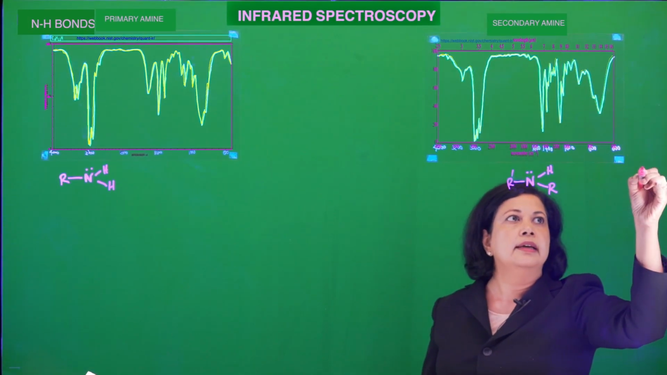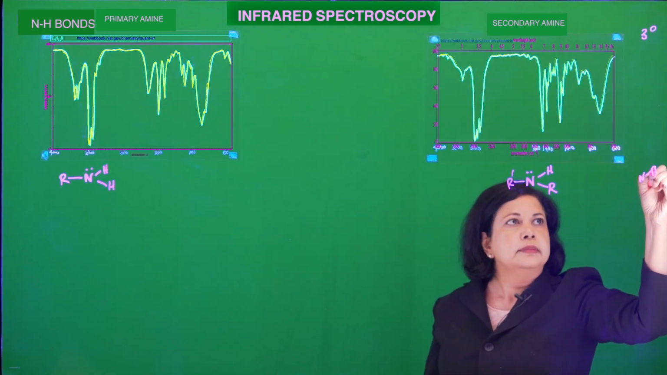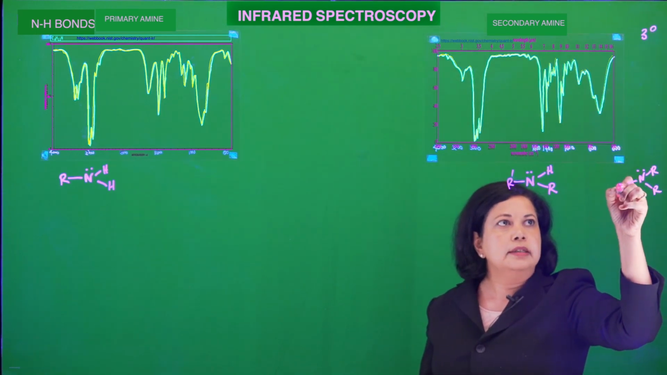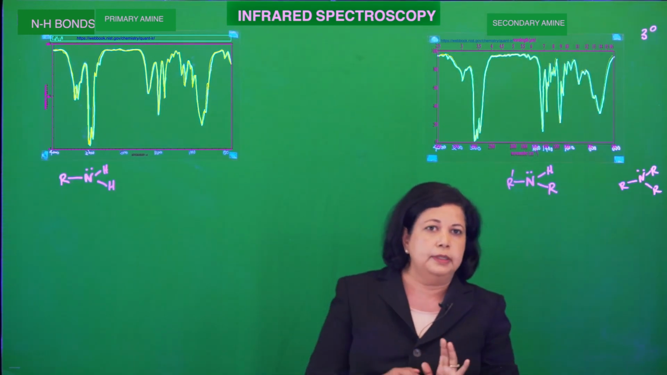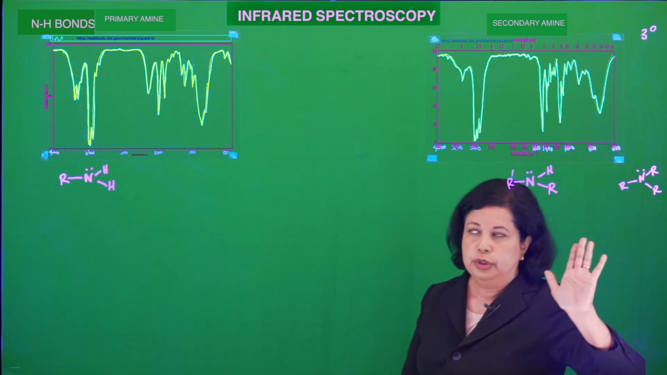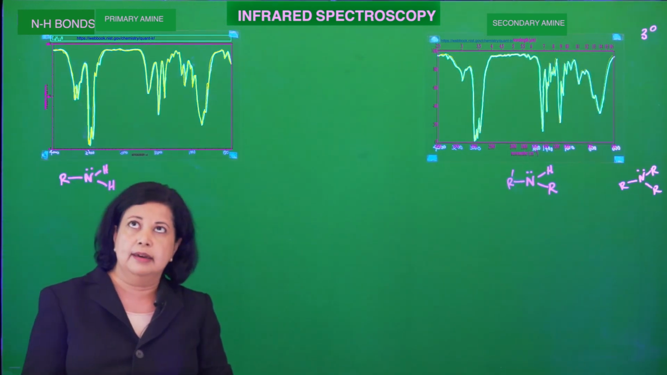Tertiary amine, and I'm just going to have just a little note about it. There's really not much to say about tertiary amines because infrared spectroscopy is not really very useful for tertiary amines. Let's look at primary amines, see what these are.